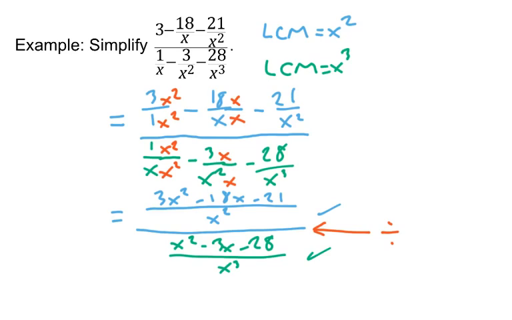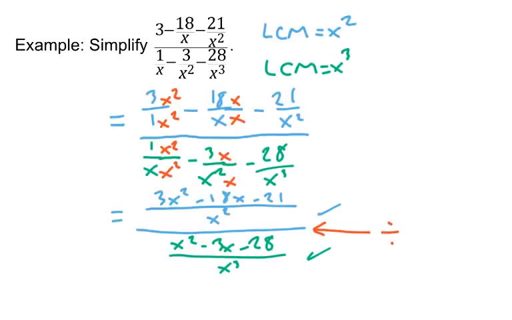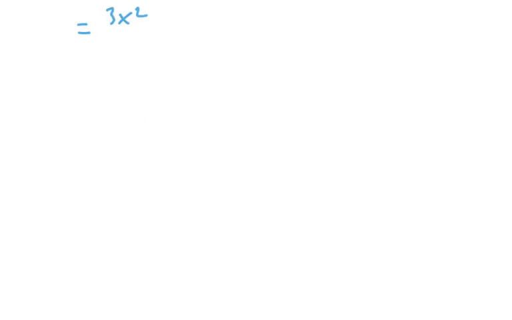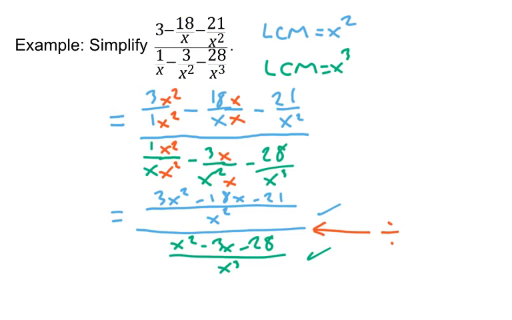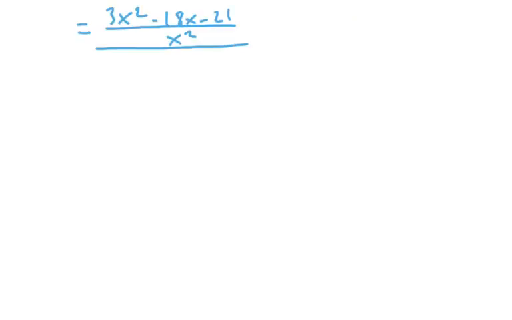Let's go to another page and continue working. So I have in my numerator fraction 3x squared, actually I have to look back, minus 18x minus 21. All of that is over x squared. Big fraction denominator. And then in the denominator, you have x squared minus 3x minus 28 over x cubed.